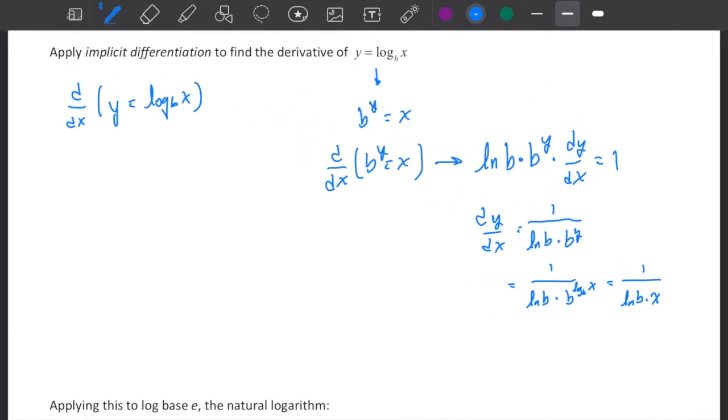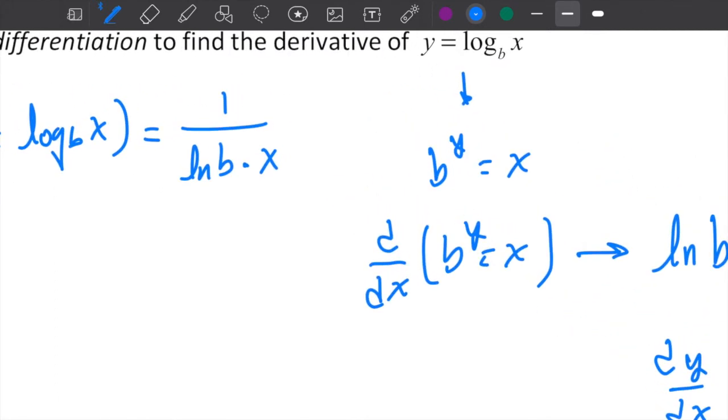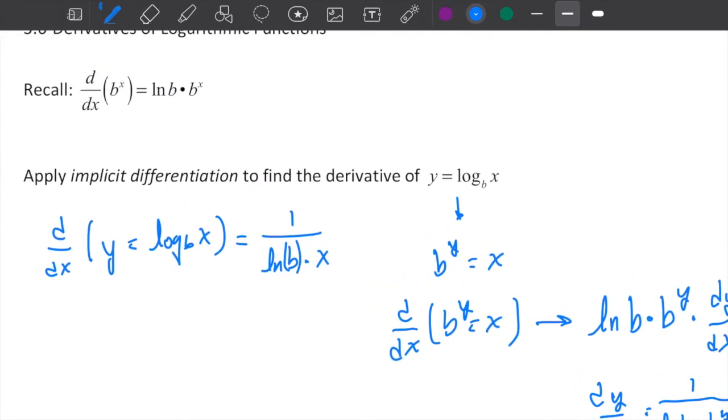So putting that together, the derivative of log base b of x is 1 over natural log of that base multiplied by x. Notice that x is outside of the natural log, just as it was when we were taking the derivative of our exponential statement. That's a new rule to remember.